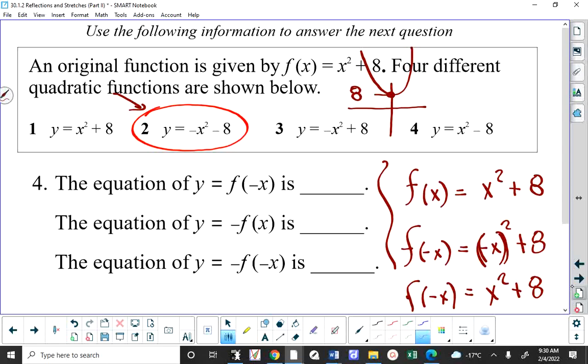Okay. Since this has a negative 1 in front of the x squared and the 8 has been multiplied by negative 1, this would be a vertical reflection, where we multiply the whole function by negative 1. We have to be very careful when we substitute negative numbers into something that's going to raise those numbers to an exponent, because if that exponent is even, that negative number becomes positive.